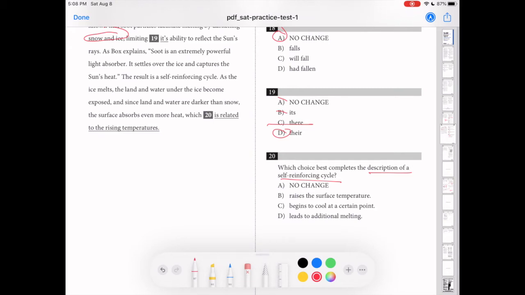So we want something that will tell us more about melting, which just happens to be choice D. The other choices look really good, but they don't answer the question which asks for self-reinforcing. Self-reinforcing, of course, is the ice melting itself.